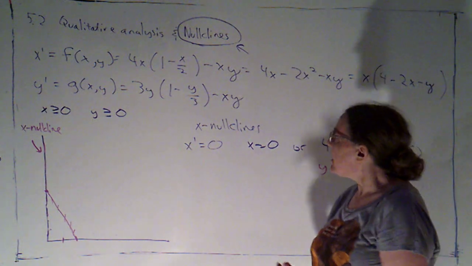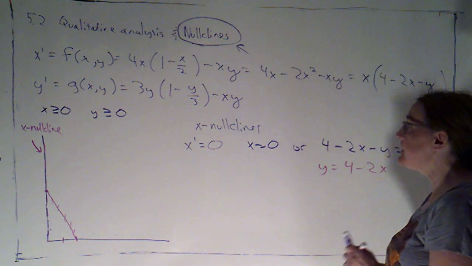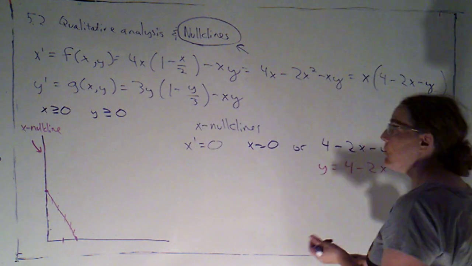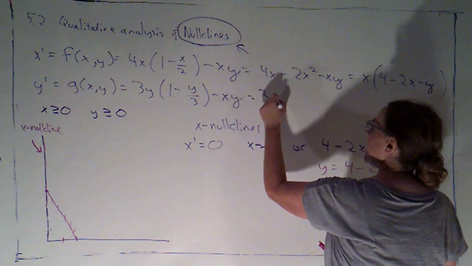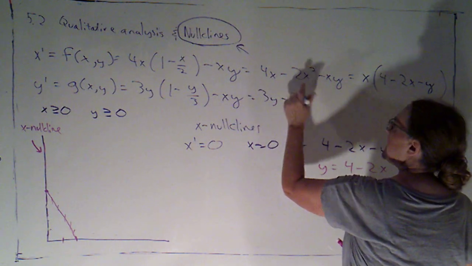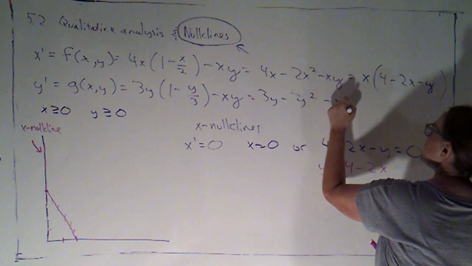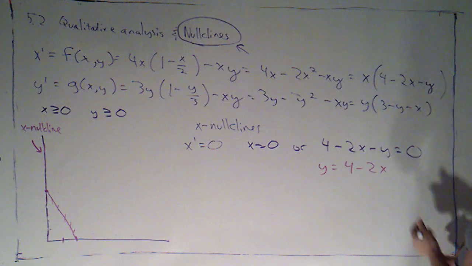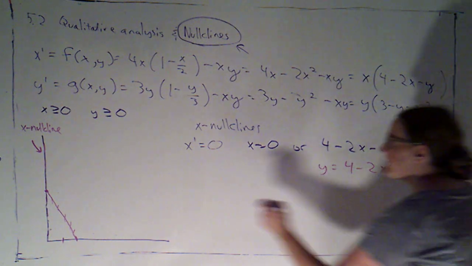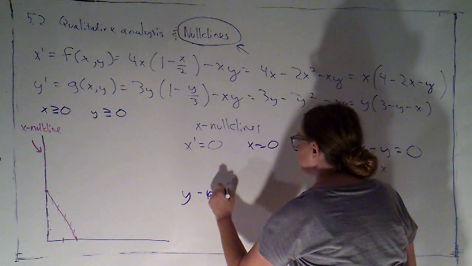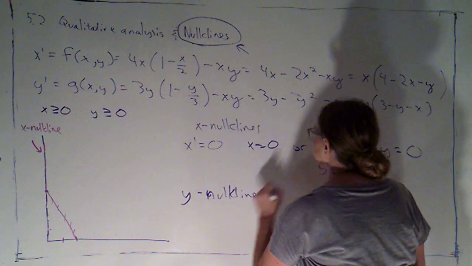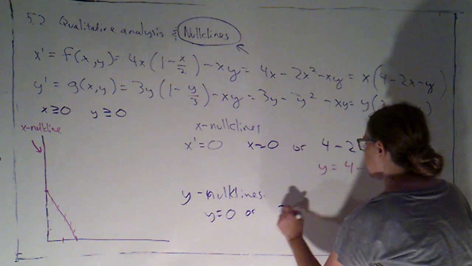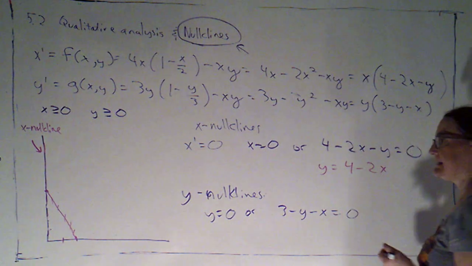Okay. All right, let's do the same thing for our y-nullclines. So I'm going to take g of x y, which is the function giving me y prime. I'm going to distribute that 3y. So I'm going to get 3y minus y squared minus x y. And then I can factor out a y, so I get 3 minus y minus x. So if I look at my y-nullclines, I'm going to get y is equal to 0, or 3 minus y minus x is equal to 0.